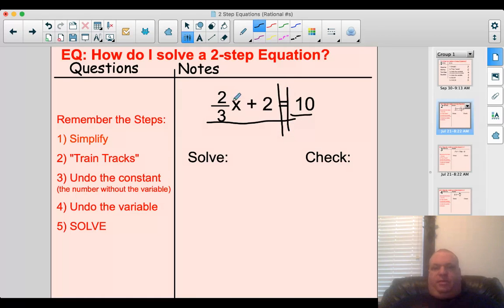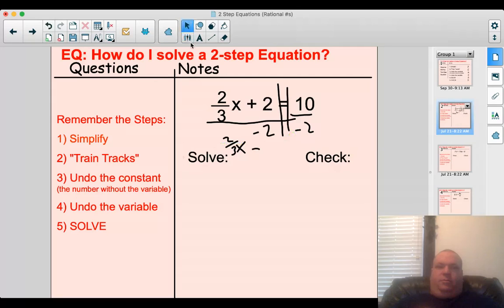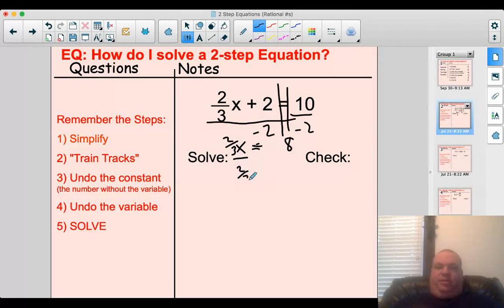I'm going to undo the constant. So again, the idea is if I knew what x was, I would first multiply it by 2/3, then add 2, and that gives me 10. So if I'm working backwards, I want to get rid of the plus 2 first. That tells me 2/3 x equals 8. Before I added the 2, I was at 8. Now I've got to get rid of the 2/3 because x is being multiplied by 2/3. I'm going to divide by 2/3.